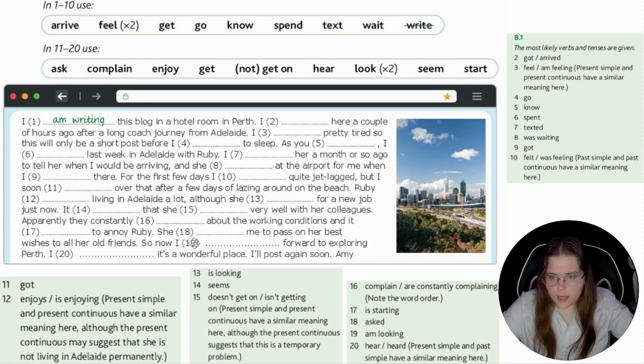So now I am looking forward to exploring Perth. I am looking forward right now. I hear or heard it's a wonderful place. I hear and heard in this case are the same, absolutely. And I'll post again soon.